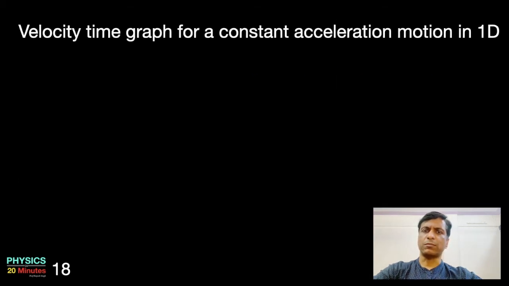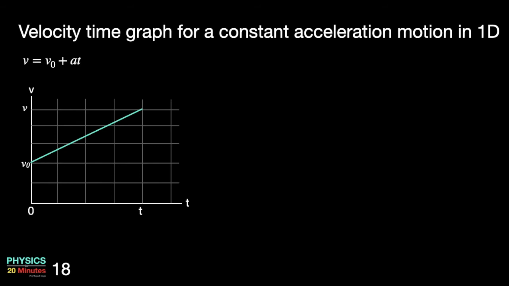How would the velocity time graph look for a constant acceleration motion in one dimension? Let's have a look. v is equal to v0 plus at. If you plot a graph of this equation with v on the y-axis and t on the x-axis, then you can see that the slope of the line is given by a while the y-intercept is given by v0. So here v0 is the y-intercept and the slope of the line is acceleration. Here v0 is the velocity at time t equal to 0, and if you add at to that, you will get your final velocity, that is v.